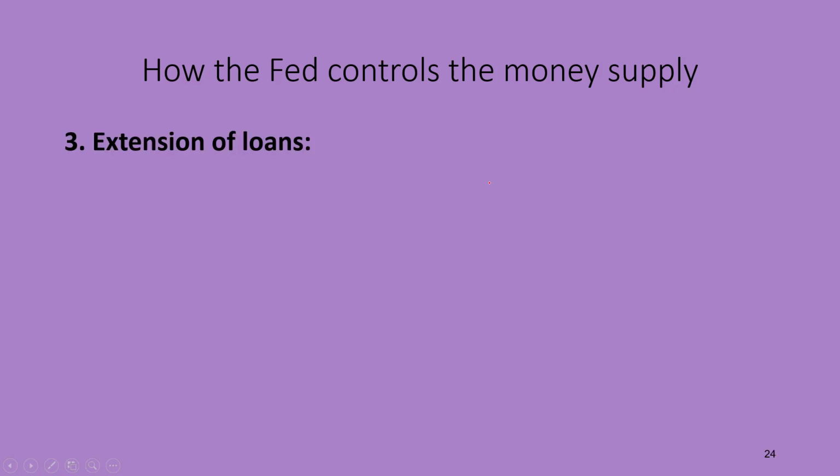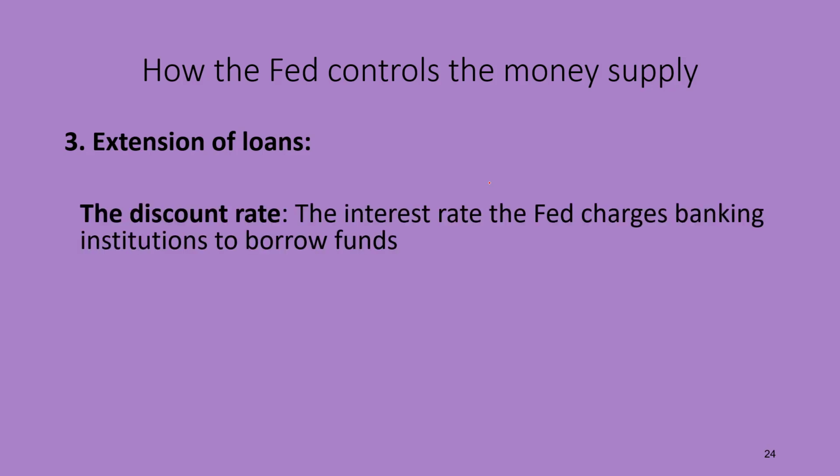Now, another way that the Fed controls the money supply is through the extension of loans. Remember that the Federal Reserve System is kind of like the bank for your commercial banks. So in the same way that Bank of America can give you a loan, the Federal Reserve can give Bank of America a loan. And just like you have to pay an interest rate for the loan you get from Bank of America, Bank of America has to pay an interest rate to the Fed for any loans they get from the Federal Reserve. And that interest rate that the Fed charges is called the discount rate.